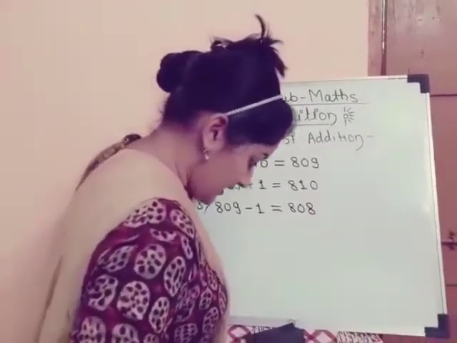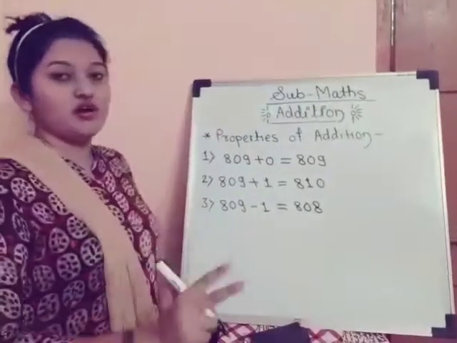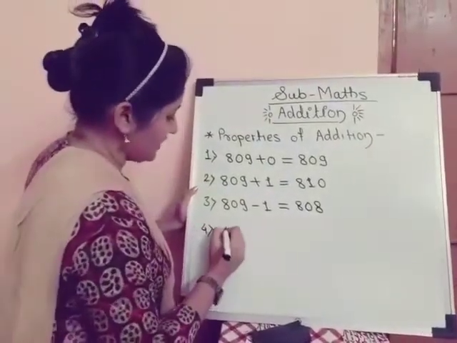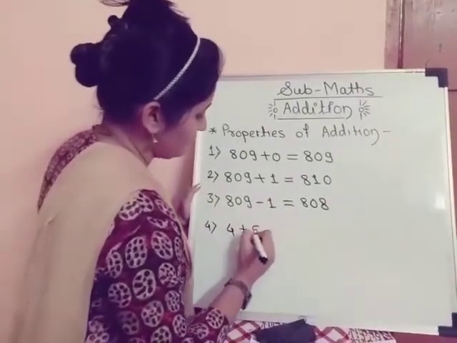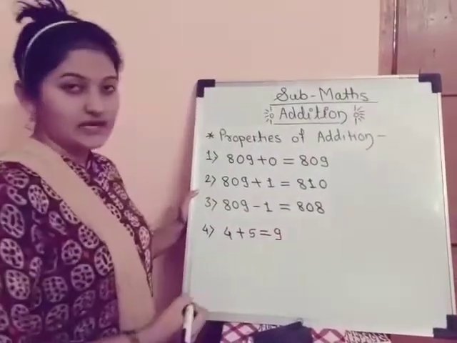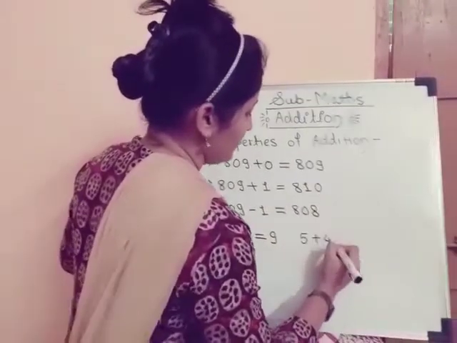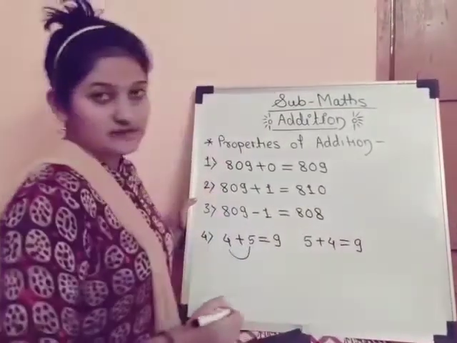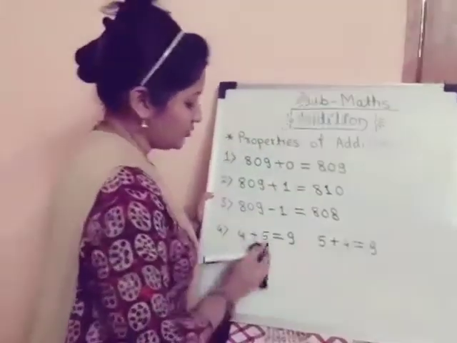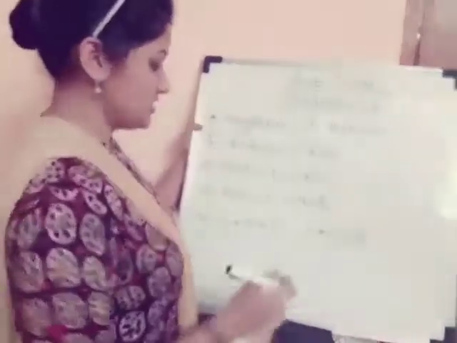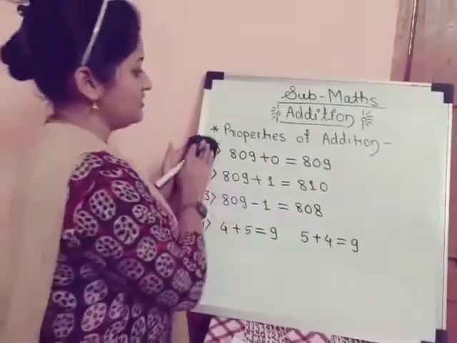And the next is, if you change the order of the number, the addition will not change. This is a very important property. 4 plus 5 is equal to 9, but if you change the order, like 5 plus 4, the addition will not change. It means when you are adding any two numbers, if you change the order, the answer of addition will not change. These are 4 important properties of addition.